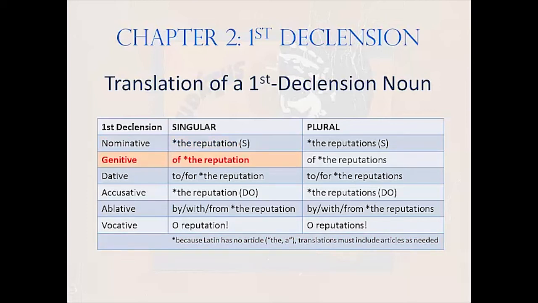The genitive singular is translated as of the reputation, or the reputation's, although I can't imagine anyone actually saying that. The dative is translated to or for the reputation. The accusative is translated as the reputation, with do in parentheses after it, to indicate that the word most likely functions as the direct object in the sentence. The ablative fama is best translated as by, with, or from the reputation, but in reality will most often serve as the object of a preposition. The vocative is translated as O reputation, saying which is a sign of certifiable insanity.